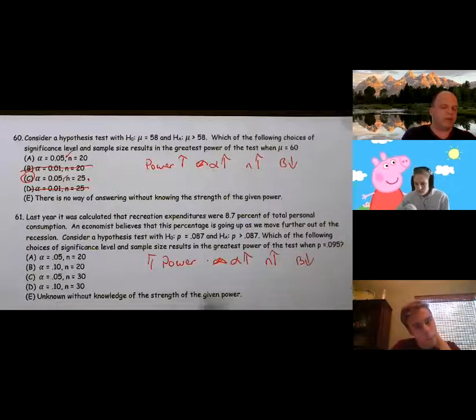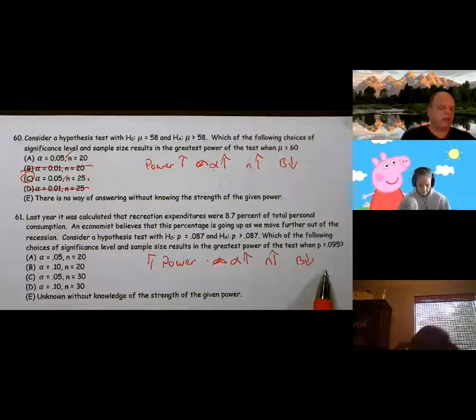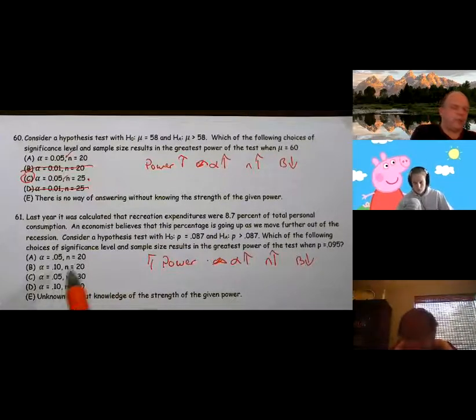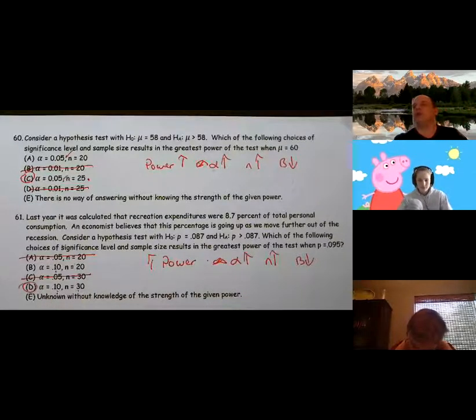So since we want the greatest power, we're going to be looking for the greatest alpha, the greatest sample size, and the smallest type 2 error. They had nothing with type 2, so we're going to be looking at alpha. Well, 0.10 is larger than 0.05, so this is gone. So these have exactly the same alpha, so I need the largest sample size. The largest sample size is this, so the answer to number 61 is D.